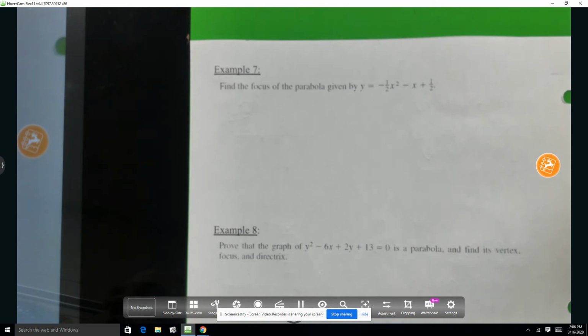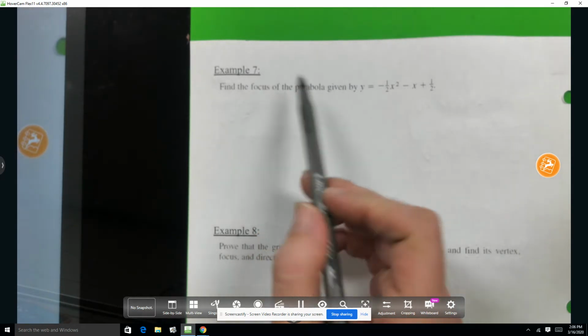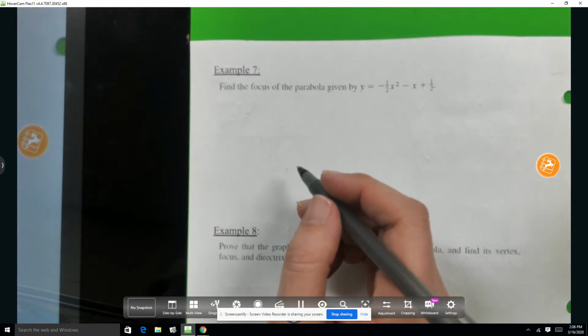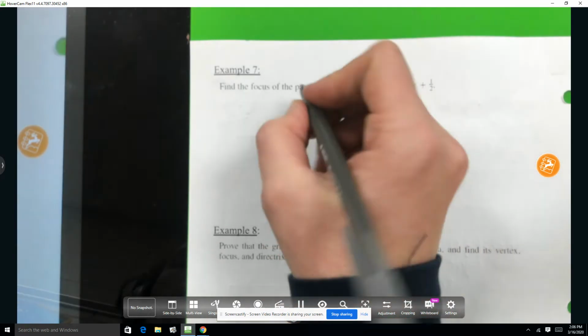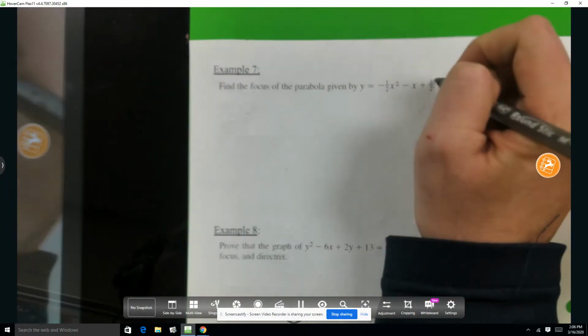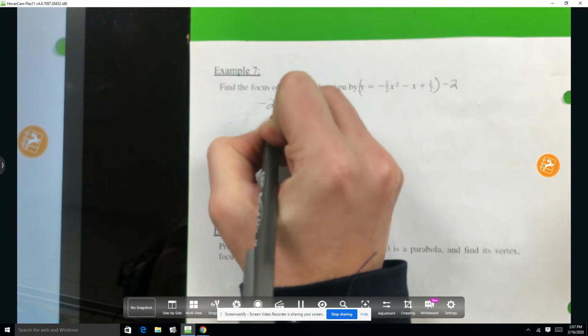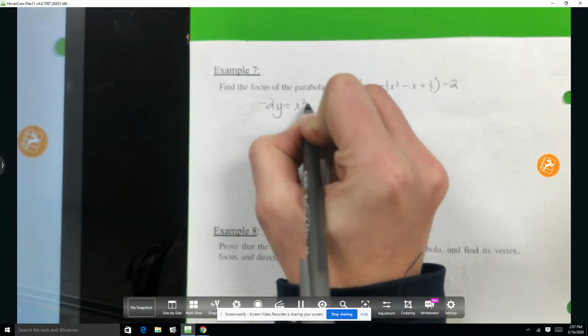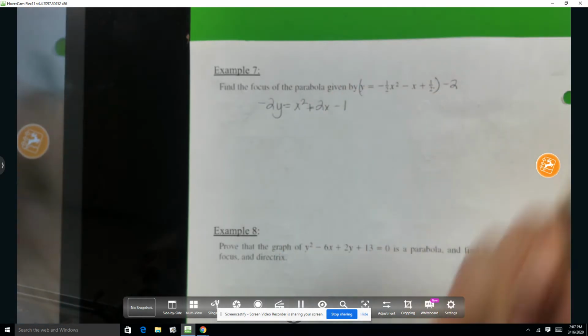Example 7 says find the focus of the parabola given by y = -1/2 x^2 - x + 1/2. In order to find my focus, essentially I have to find what my p-value is. First I am going to get rid of my fraction, so I'm going to multiply everything by -2. So I have -2y = x^2 + 2x - 1.